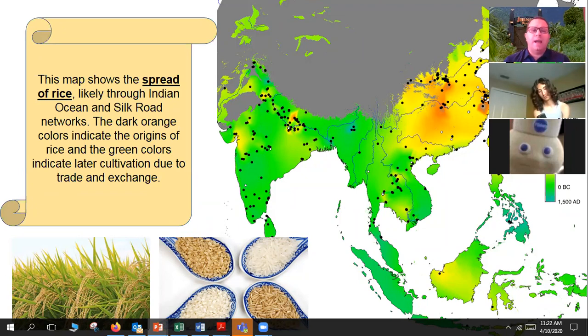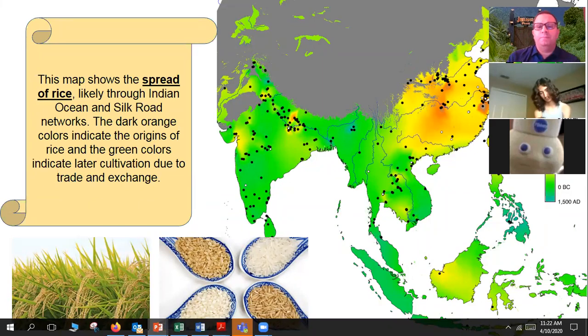It's brought by the Chinese. The greenish colors indicate where rice was brought to by way of trade, by way of exchange. The darker colors indicate where it's native to. Now, if we were to zoom out on this map, eventually we would see North and South America would also be in that greenish color, because we know that the traders brought rice over with them once global trade starts.